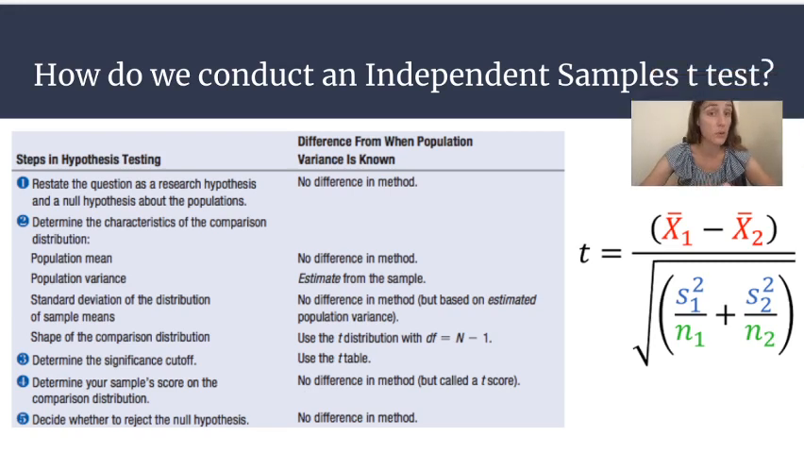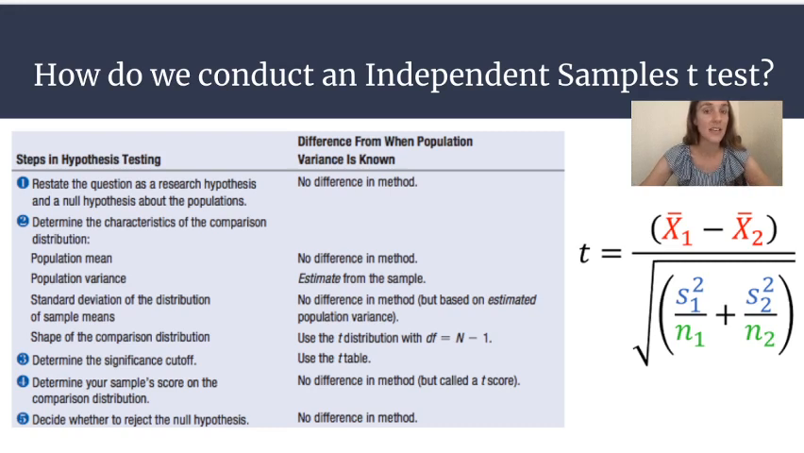We will have two samples, as evidenced by the independent samples. Here they are: we have x bar 1 and x bar 2. We're going to have variance from the samples and sample size. Notice that there are actually no population parameters included in this calculation. We're only using sample statistics.